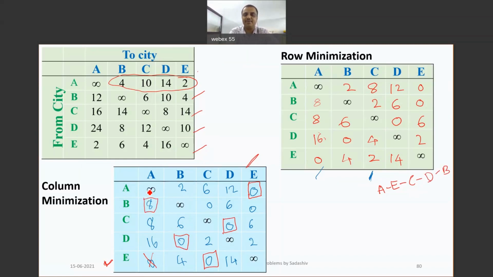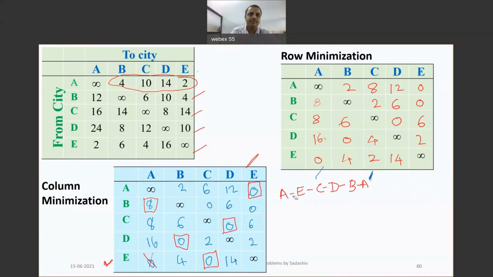Even though the number is 8, we should not think about that, because our aim is that the traveling salesman has to visit all the cities only once. Now we can write the answer: the traveling salesman can move from A to E, E to C, C to D, D to B, and B to A. This is the answer. This is the way we need to solve the traveling salesman problem and write the answer.